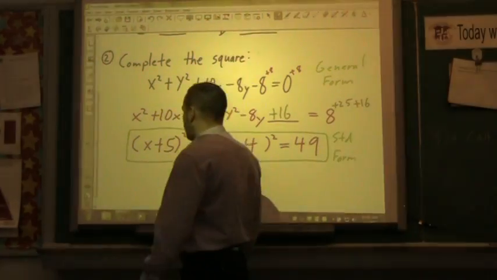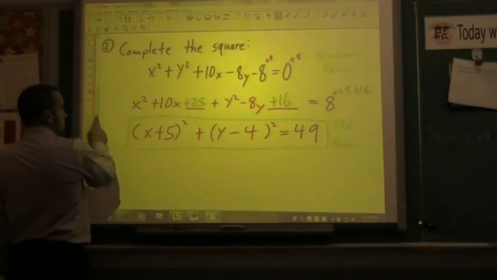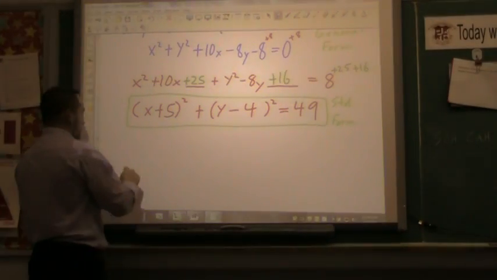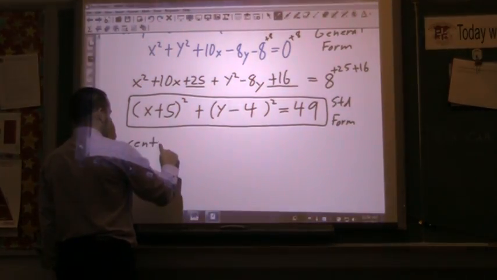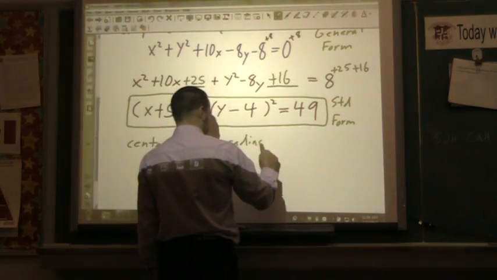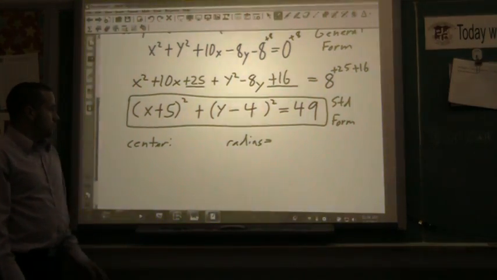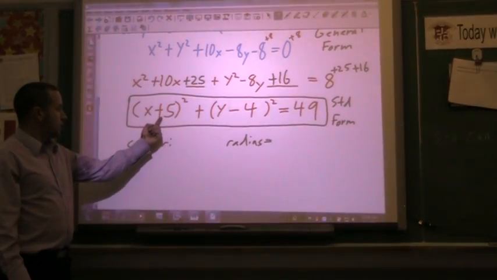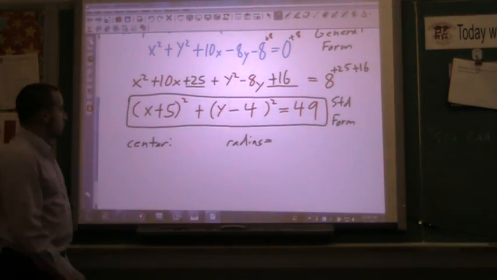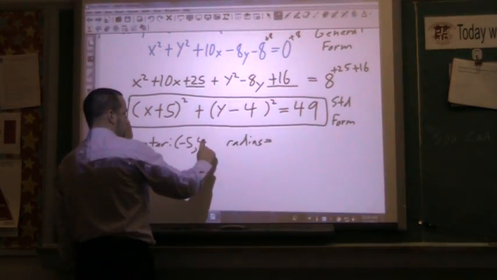Let's just do one more. Let's do the mapping notation here. So before I do the mapping notation, I would probably say where the center of my circle is and what its radius is. So the center is at the opposite value of this in the x and the opposite value of this in the y. Okay, so my center is going to be at -5 in the x and +4 in the y.